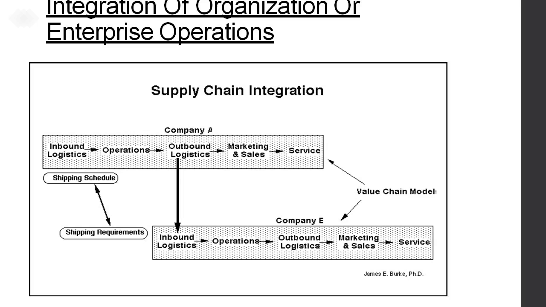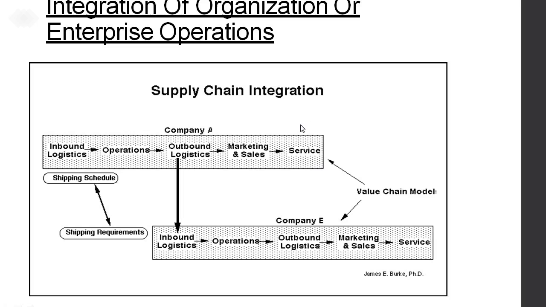So in company A, some inbound logistics operate with operations, some outbound logistics, which are also related to their marketing and sales and services. So this outbound logistics deals with company E in inbound logistics. They follow the operations, some outbound logistics, marketing and sales and services. These two companies, company A and E, follow the process of our value chain model. So here is the shipping schedules between company A and company E, which satisfy the shipping requirements of both the companies. So this diagram shows how an organization can interact with supply chain interaction and how they deal with it with the help of our value chain models.